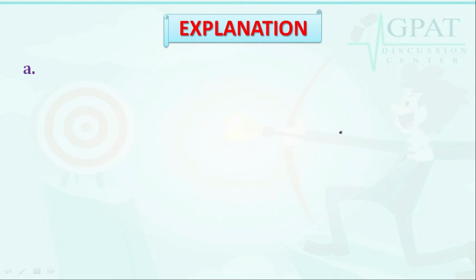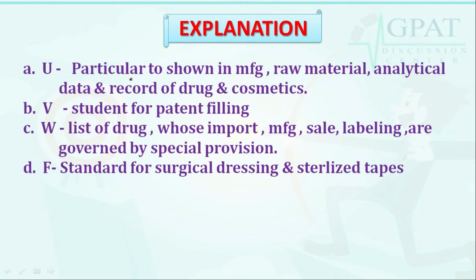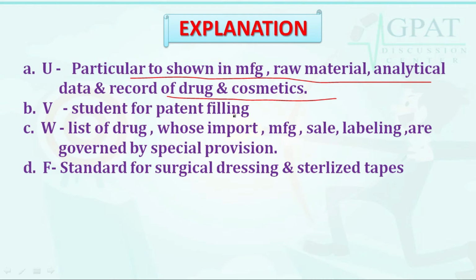Let's discuss with the help of the explanation. Schedule U is for particulars to be shown in manufacturing, raw material, analytical data and records of drugs and cosmetics. Schedule V is for patent filing. Schedule W is for the list of drugs whose import, manufacture, sale and labeling are governed by special provisions, and schedule F is for standards for surgical dressing and sterilized tapes. So this is all about the schedule explanation. The correct answer is schedule V for patent filing.